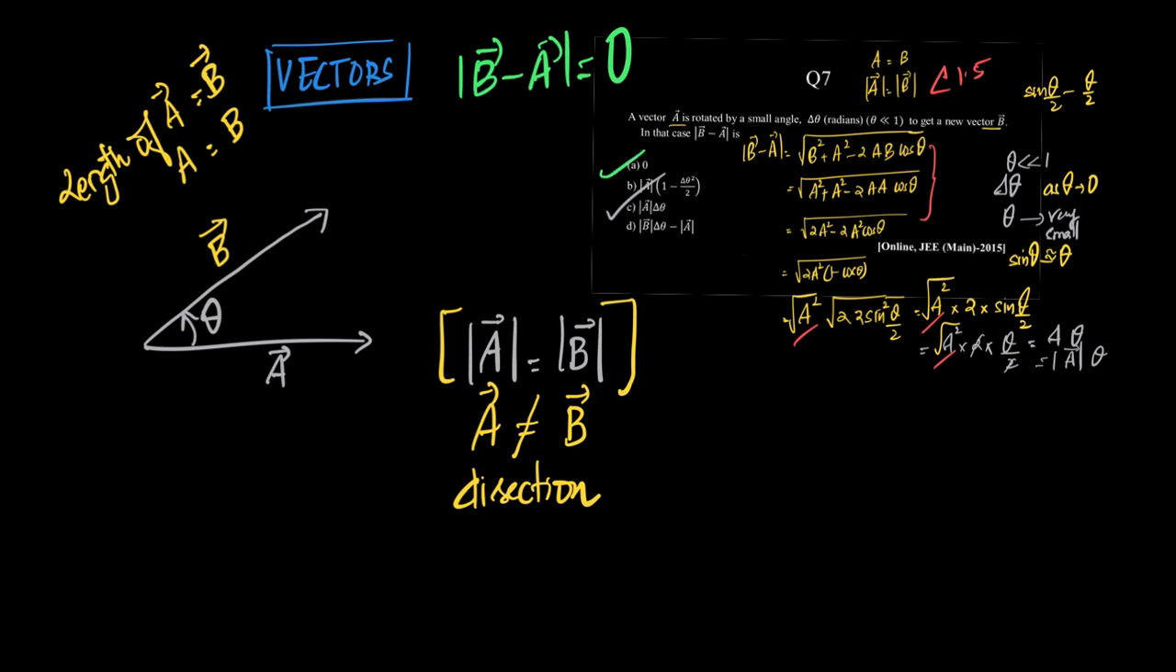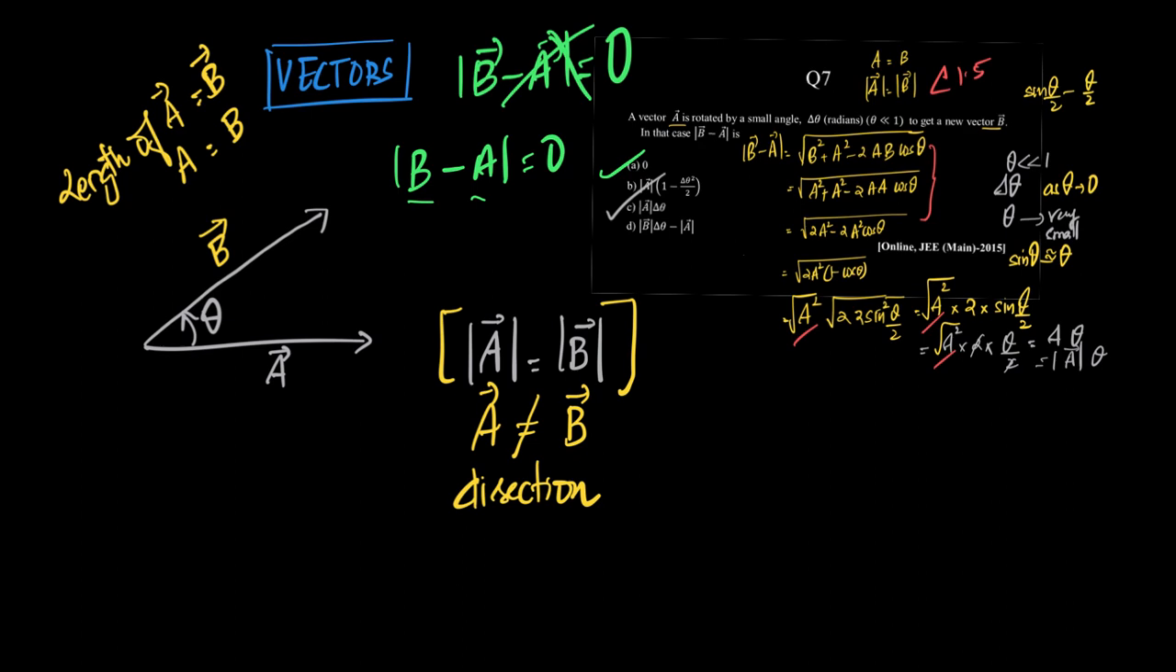Deliberately, that has given us option A also. But this doesn't make sense. Why? Because if you say vector B minus vector A is equal to 0, it indirectly means that these two are the same vectors. But in this case, these two are not the same vectors, and in fact they are vectors with equal magnitude but different direction.